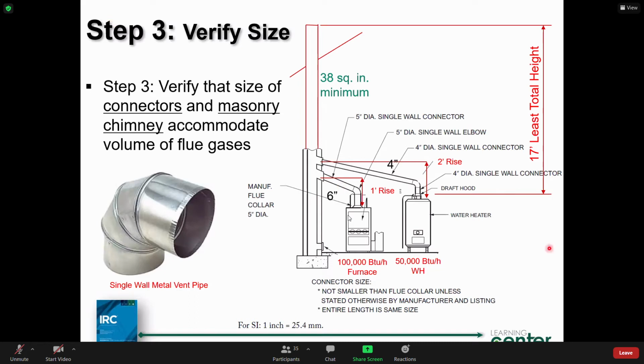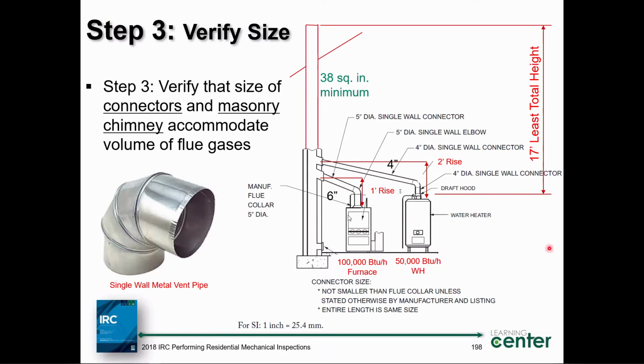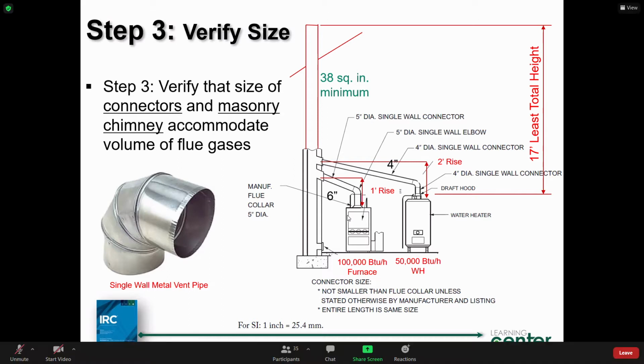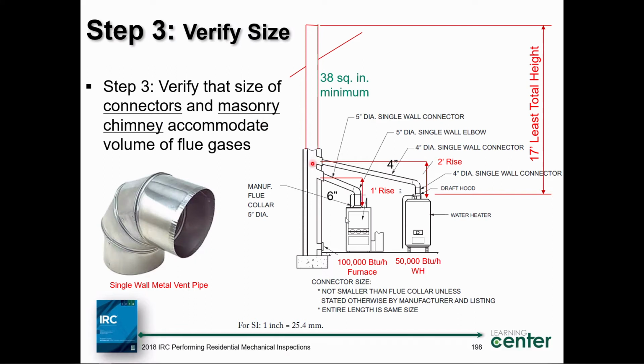So given that, are we done now? No. We have to verify that we have enough area in this chimney liner right here. We have to have enough area to accommodate a 100,000 BTU per hour furnace and a 50,000 BTU per hour water heater. Let's add them up. 100 plus 50 gives me 150,000, right?